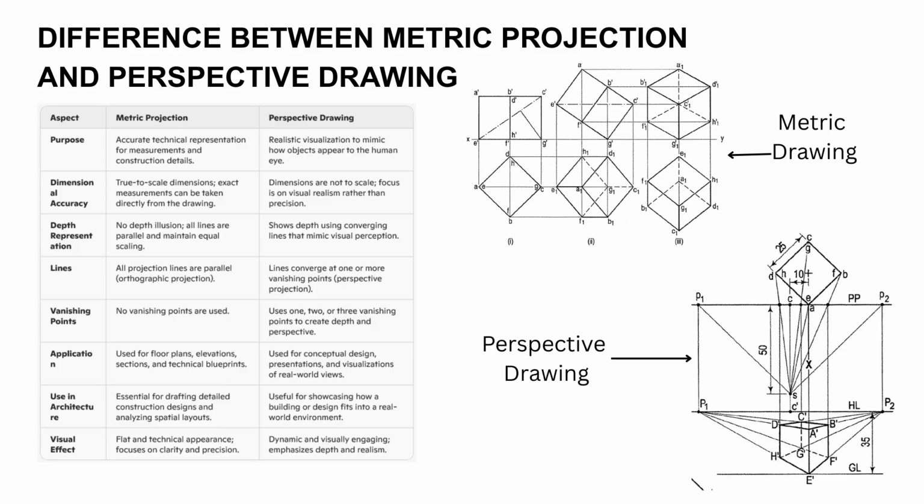We can provide floor plans and blueprints using metric projection, but perspective drawing gives only conceptual design and presentation. If we talk about the visual effect, metric drawing gives a flat and technical drawing, but perspective drawing gives dynamic and engaging drawings. You can also see the differences between the metric drawing and perspective drawing shown in the figure.